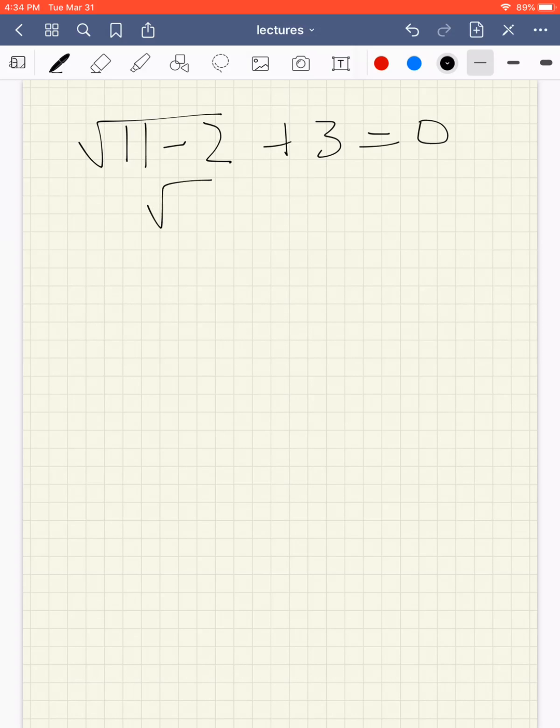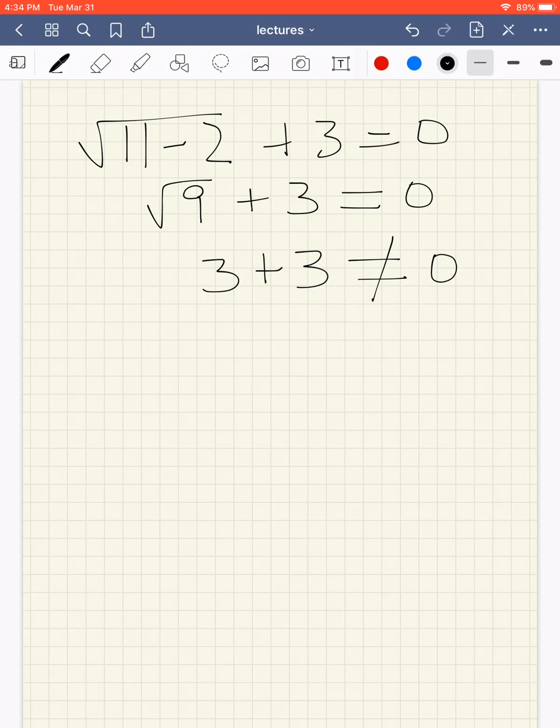So I go back to the original and I plug in what we got for x, which was 11, minus 2, and that added to 3 has to be equal to 0. If it's not, then that's not a valid solution. So 11 minus 2 is 9, so we have the square root of 9 plus 3 has to be equal to 0 in order for this to be a solution. So the square root of 9 is 3. 3 plus 3 is not equal to 0, is it?